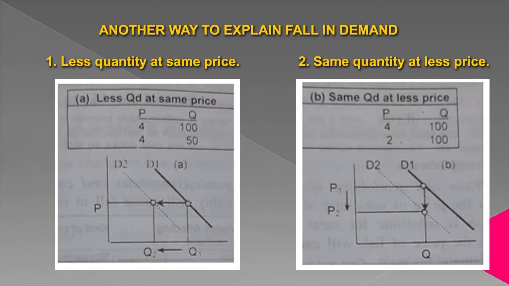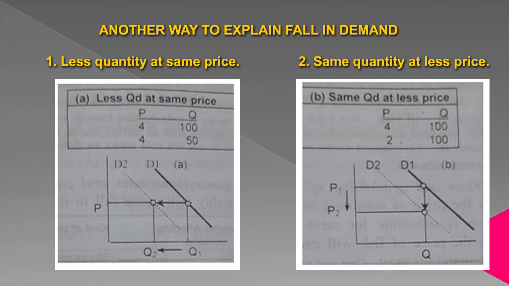Another way to explain fall in demand. Fall in demand means less quantity, same price, or same quantity at less price. Here it is seen in the table above the graph. You can notice that the table is given above the graph. Prices are indicated. Price is the same. At the same price, we are demanding less of a quantity.